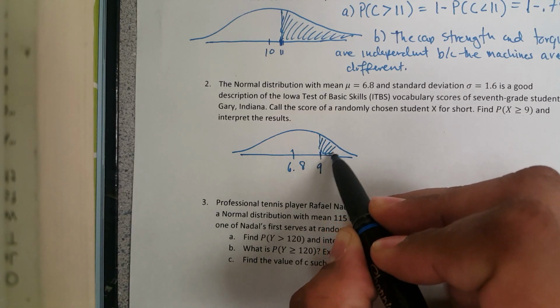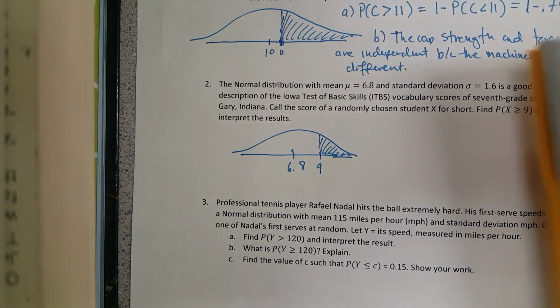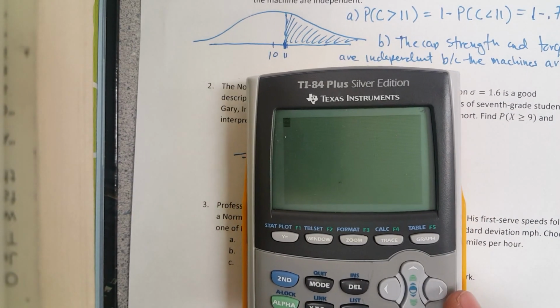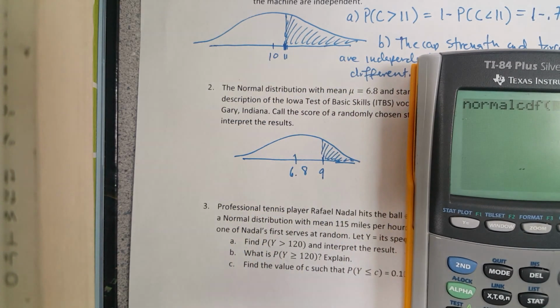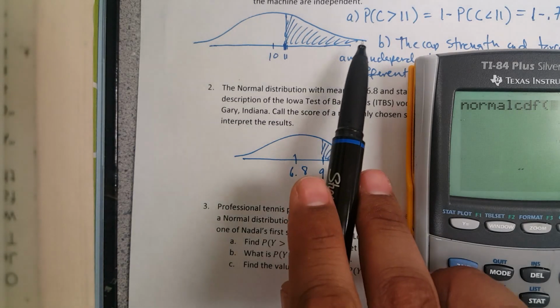We want to know when this is greater than that right there. So we want to know that area, okay? Let me show you a different way of doing this. I'm going to do second vars, normal CDF, and I'm going to do my lower bound. Since my lower bound here, I'm not going to do it the way I did it up here.